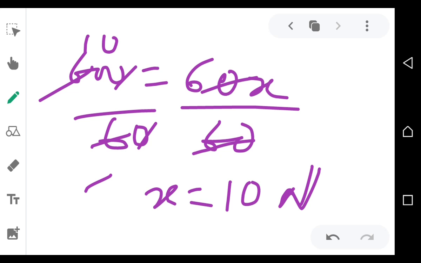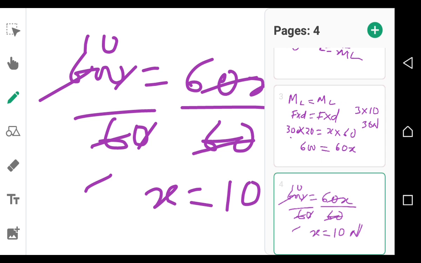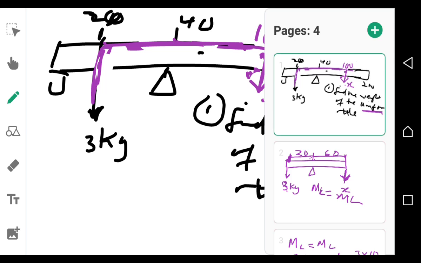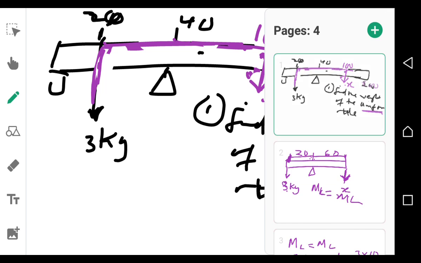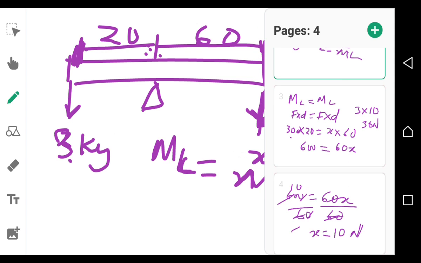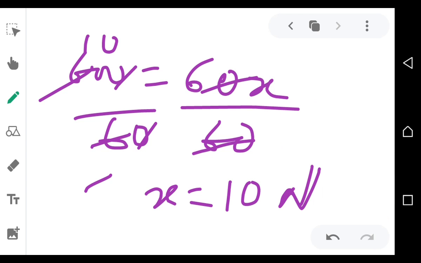That's how you do it. I hope you have understood. Always remember that the force is acting at half the distance. If the distance from there to there is 200, the force is acting at half the distance, which is 100. So that's the answer. I hope you have understood.